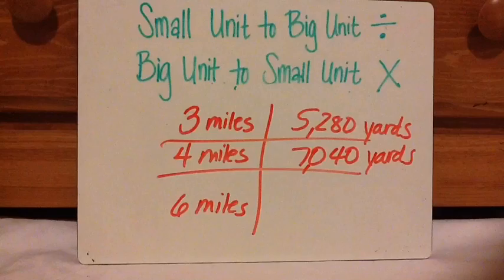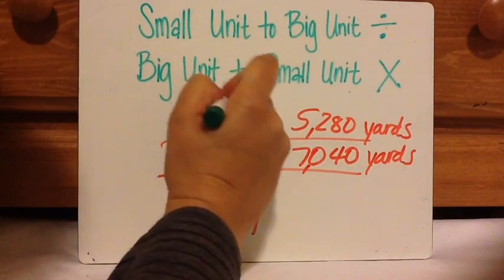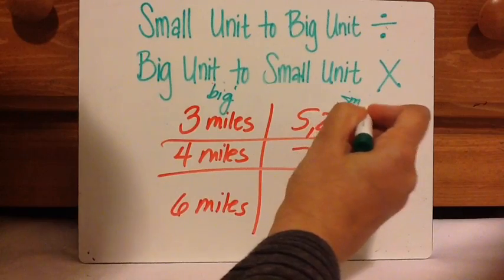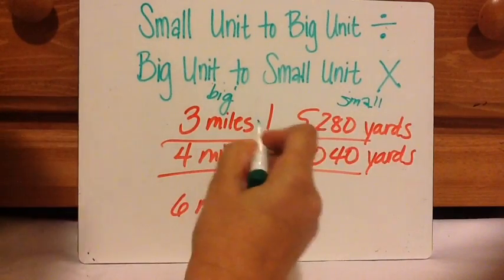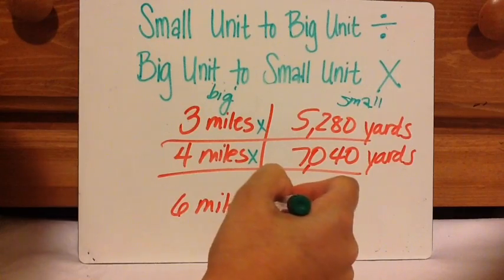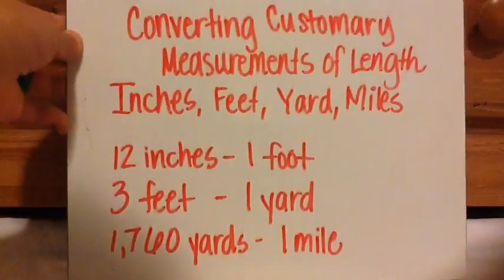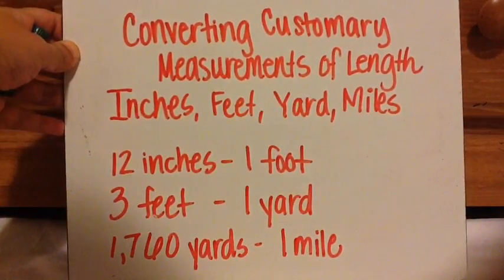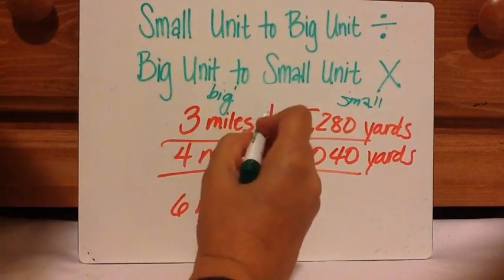So I want you to see if you can figure this one out. Press pause, solve, press play when you're ready to check. So recognize, is this small to big or big to small? So this is big, miles are huge. This is small. Okay, so there's going to be a multiplication process involved. So if you look at your mathematics chart, 1,760 yards is 1 mile.